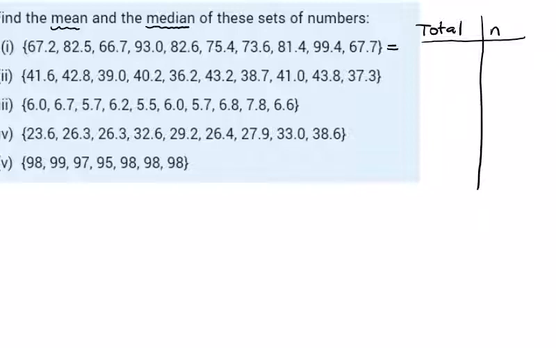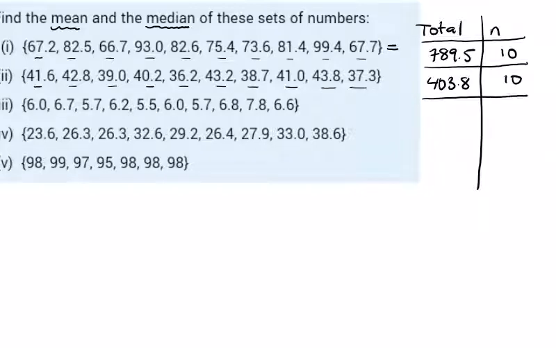So on the first one here, if we count them, you can see 1, 2, 3, 4, 5, 6, 7, 8, 9, 10. And when we add these up on a calculator, we're going to get 789.5. For the second one, 1, 2, 3, 4, 5, 6, 7, 8, 9, 10 again. And if you add these together, you're going to get 403.8.